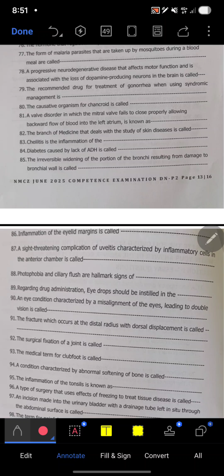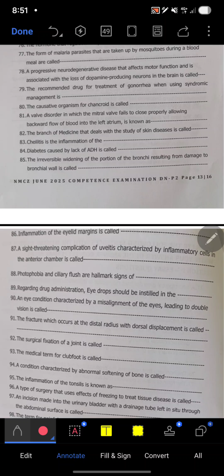81. A valve disorder in which the mitral valve fails to close properly, allowing backward flow of the blood into the left atrium is known as, the answer is, of course, mitral valve regurgitation. 82. The branch of medicine that deals with the study of skin diseases is called, the answer is dermatology. 83. Cheilitis is the inflammation of the, answer is lips.